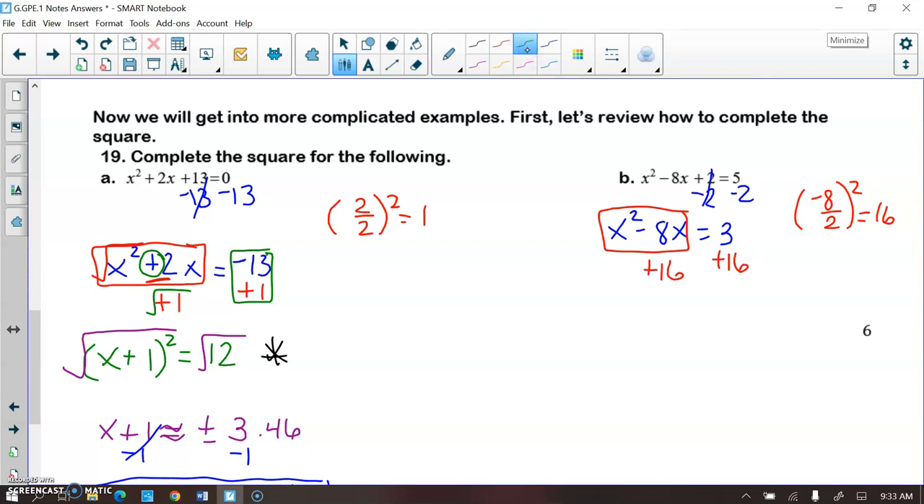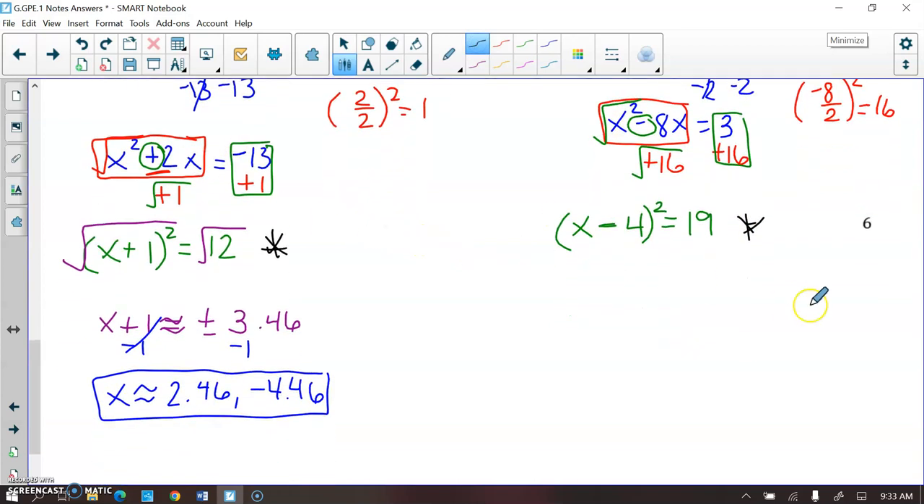So then I factor my perfect square trinomial on the left: take the square root of the first term, square root of the last term, the operation in between my first and second term, and square it. And then on the right, I just simplify. When dealing with circles, we would stop at this point. But since the directions for number 19 say to complete the square, we would need to go further here.